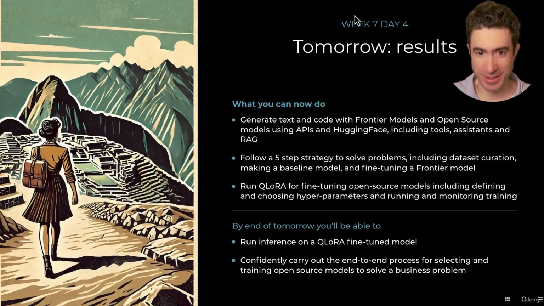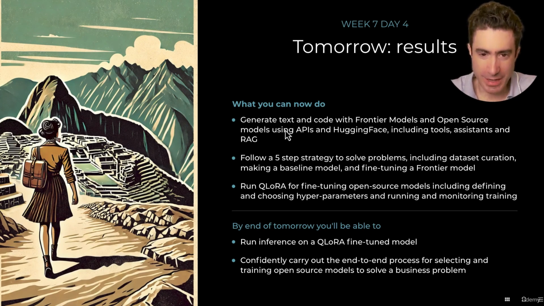What more is there to say, really? Tomorrow is the day for results, a day that I'm very excited indeed about. But I will mention everything that you can do at this point. Generating text and code with frontier models and their APIs, open source models through Hugging Face's various libraries. Tools, assistants, RAG, it's all part of your skill set. You can follow the 5-step strategy I went through to solve problems, including curating data, building a baseline model, and fine-tuning a frontier model with example training sets in those JSON-L, the JSON lines files that we uploaded.